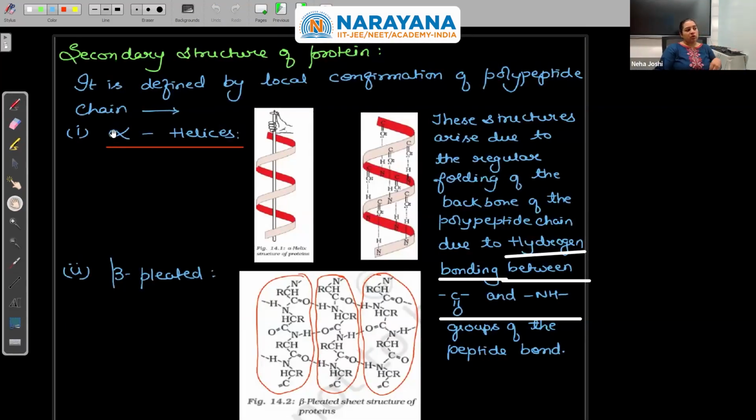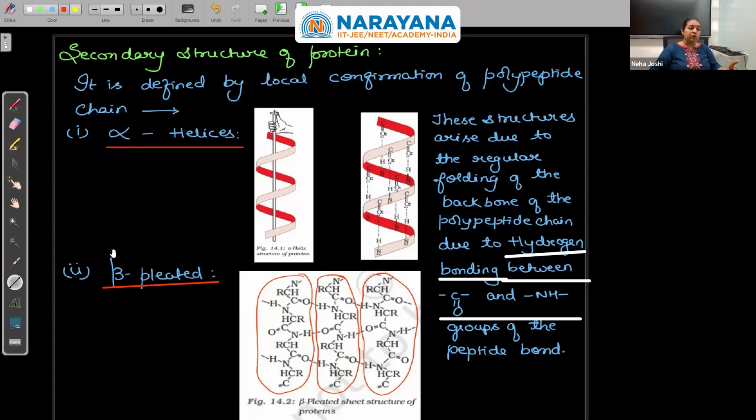So, secondary structure of protein. Now let us see. By local configuration, we have 2 structures: one is the alpha helical, one is the beta pleated. Beta pleated is like the way we put curtains, or the pleats of a sari or a dupatta. So it is defined by local conformation of the polypeptide chain, right? First is the alpha helix. It is a right hand thumb rule. Simple. These structures arise due to the regular folding of the backbone of the polypeptide chain.